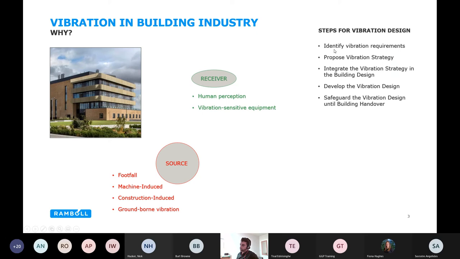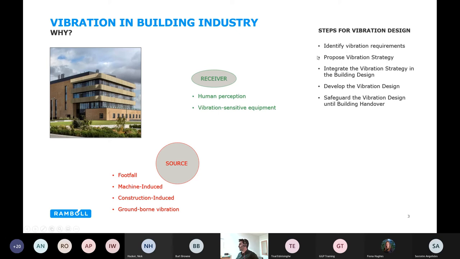Based on the sources that are also on site, we propose the vibration strategy. We integrate that vibration strategy within the building design, liaising with the architects and with the structural engineers. We develop the vibration design through the RIBA stages, and we safeguard that design until building completion and beyond.